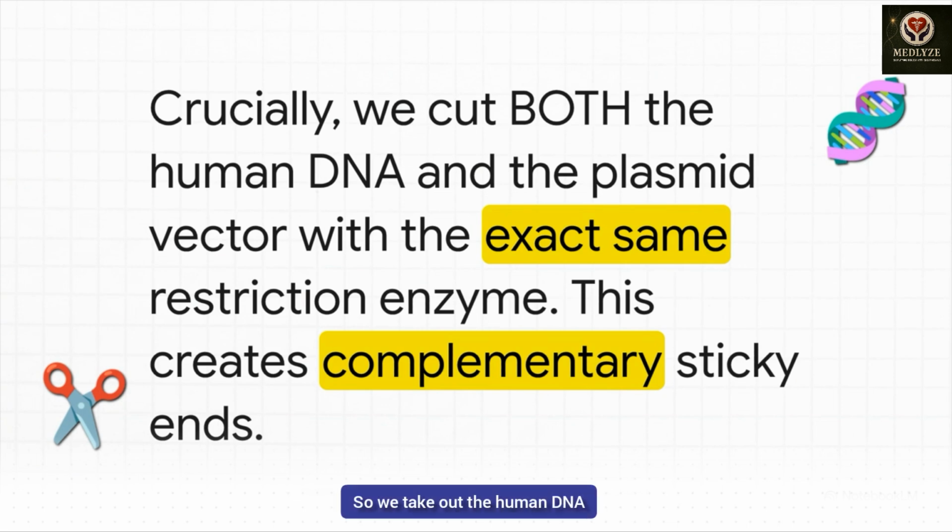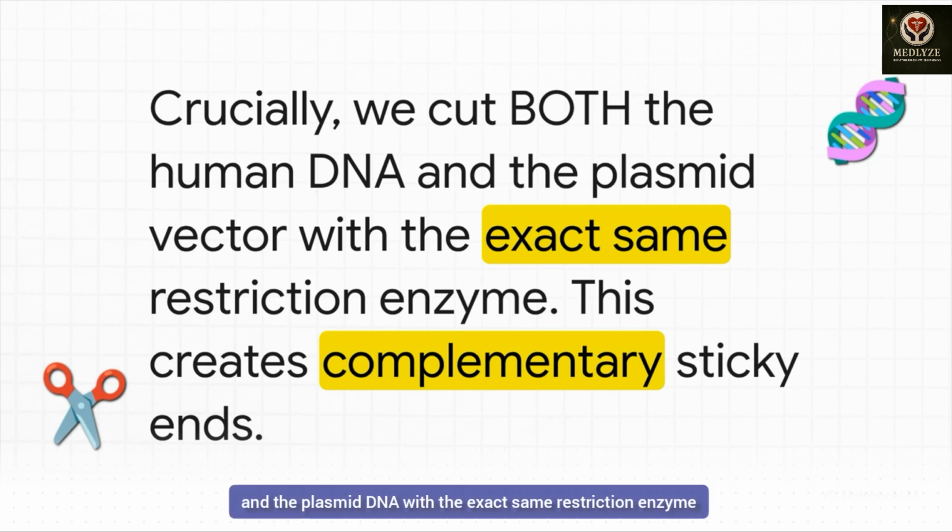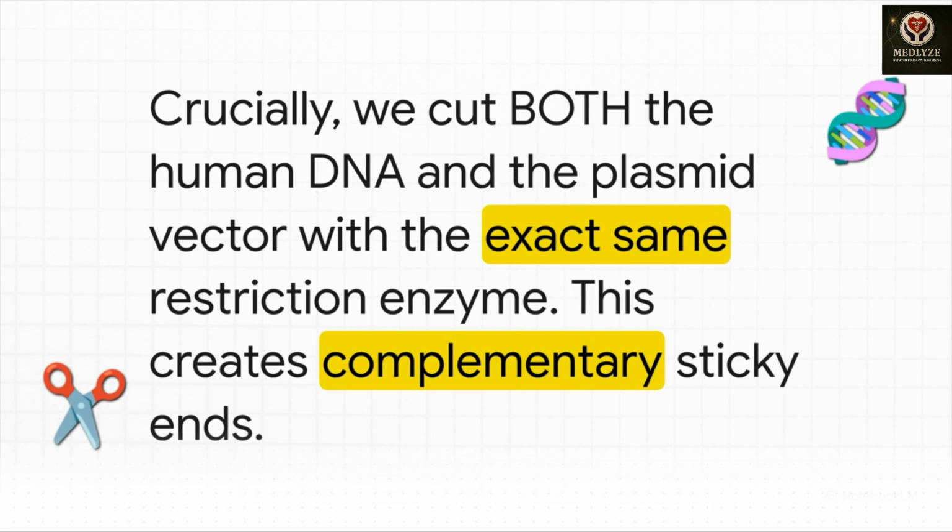Okay, the first 2 steps are isolation and cutting. So we take out the human DNA, which has our insulin gene, and we also take out the plasmid vector DNA from the bacteria. Now, here is the crucial point, and please pay close attention because this is a very common exam question. We cut both the human DNA and the plasmid DNA with the exact same restriction enzyme. Why? To create matching, complementary sticky ends that can join together perfectly.